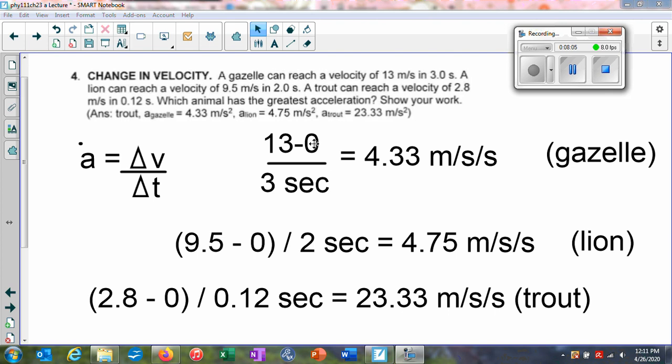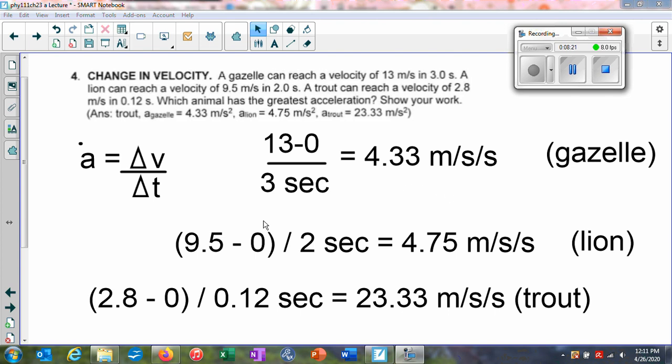So I started at rest, 0 meters per second. I got up to 13 meters per second. So my change in velocity, 13 minus zero, over my change in time, which is 3 seconds here, is going to equal 4.33 meters per second every second.